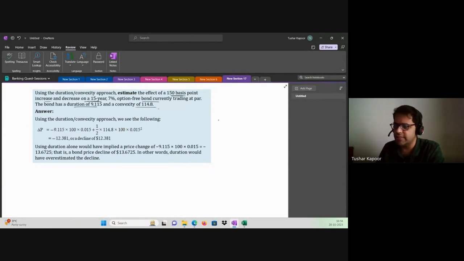Duration is this, convexity is this. So how should I use it? So the change in price is going to be minus D into what? The bond price multiplied by the change in yield, plus half of convexity into change in yield square into bond price. So in a way, I can take the bond price constant.